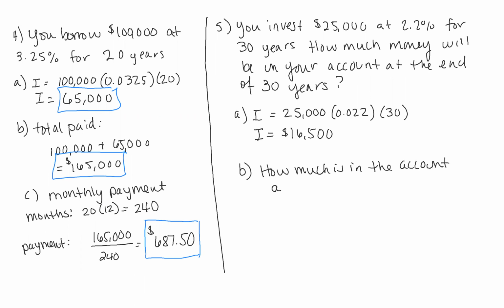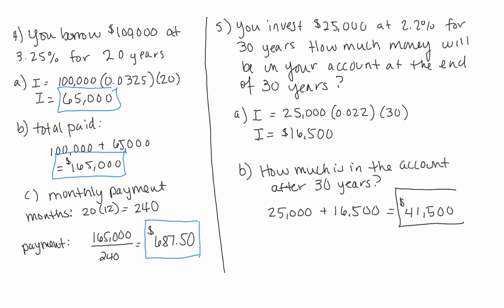So how much is in the account after 30 years? Well, we would have the original investment of $25,000. So that's, of course, still in the account. But then we have this additional $16,500 that we earned in interest. So the total amount in the account after 30 years would then be $41,500. And that's it.